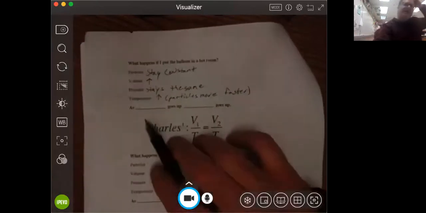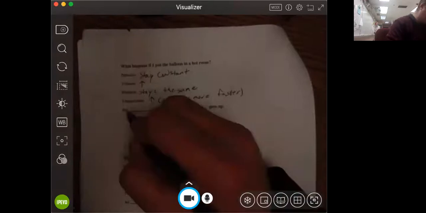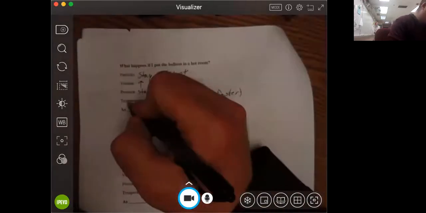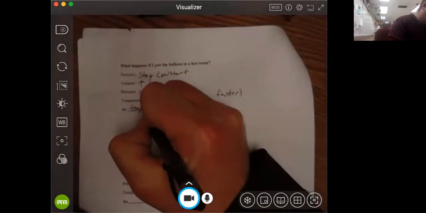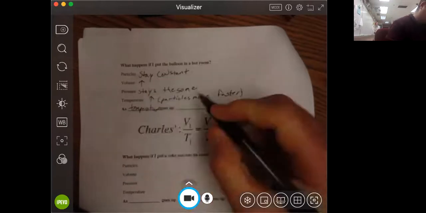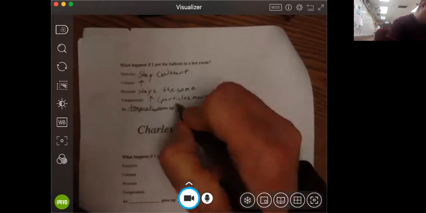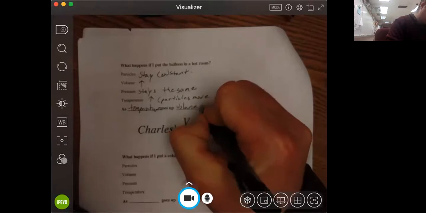So what this means is that these are directly proportional. As one goes up, as temperature goes up, volume goes up. If temperature goes down, volume would go down.